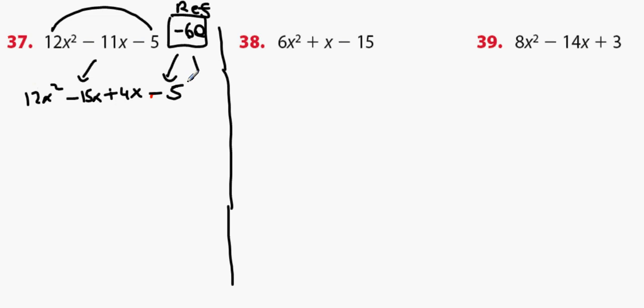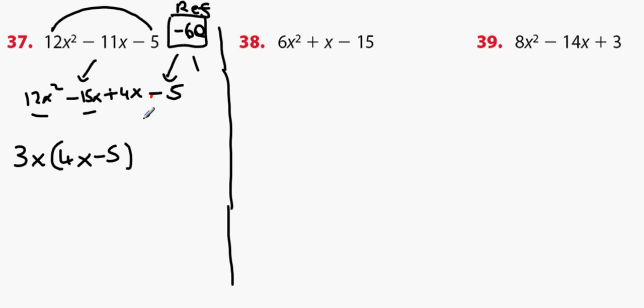Let's factorize the first two. We know that 3 can divide into 12 and 15. There goes the 3. Do they have a letter in common? Yes, they have x in common. Now we can factorize here: what times 3x gives you 12x squared? It's going to be 4x. What times 3x gives you minus 15x? It's going to be minus 5.